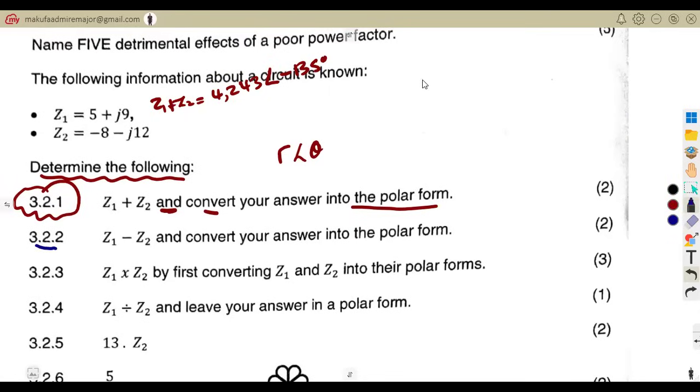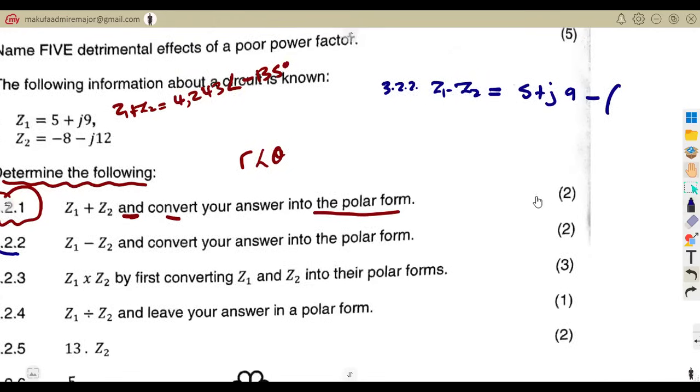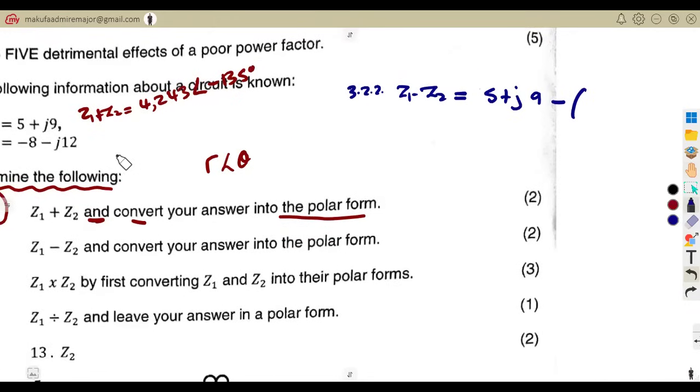3.22, Z1 minus Z2. It's a subtraction now. Just going to take your Z1, 5 plus J9 as it is, all right? The first one, there's no need for you to put the bracket because it's on its own, guys. The second one is going to be affected, especially when there's a minus like this. This is minus 8, minus J12. I want you to see what's going to happen there. There's a minus, so the minus affects everything.